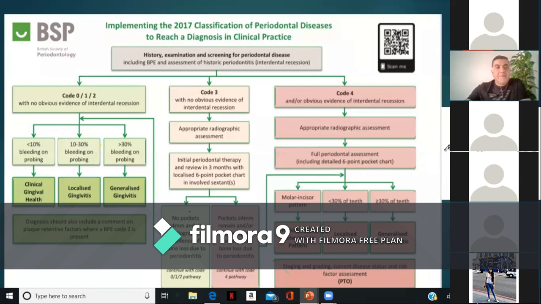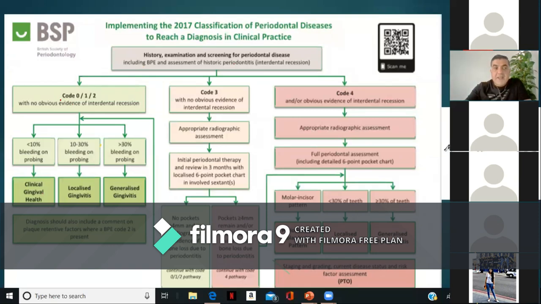Now, again, the 2017 classification for periodontal disease. You have a new patient, you did your BPE, and it is very important to know that we are still using the BPE. Don't get confused. According to the code of the BPE, we are assessing. But how you translate your BPE findings is a bit changed. The system is a bit changed, but the tool is still the same.